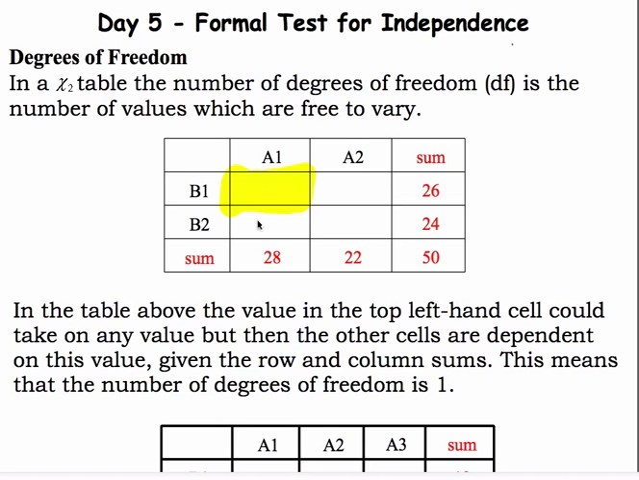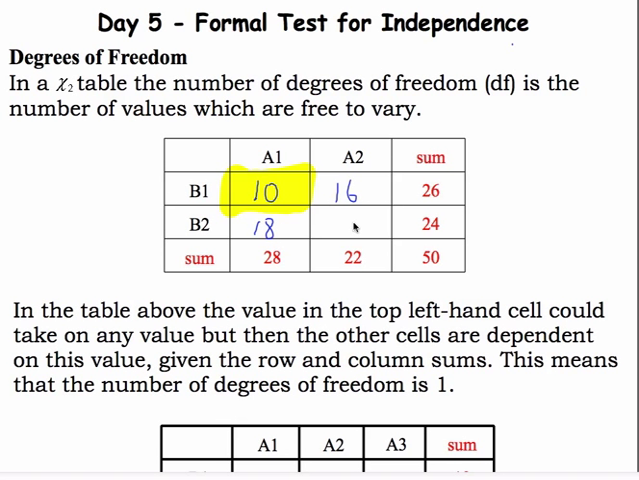this contingency table here, and I know the sum of B1 is going to be 26, and these are the column sums and the row sums here. So what happens is if I set one of these values to, let's say, 10, then you can figure out the other three values. Basically all the other three values depend on this one right here. So you're only free to choose one value in this table, and then all the other ones are determined.